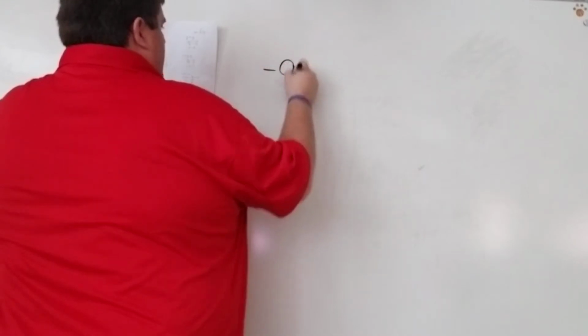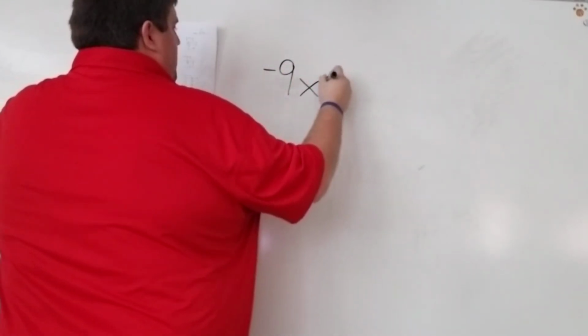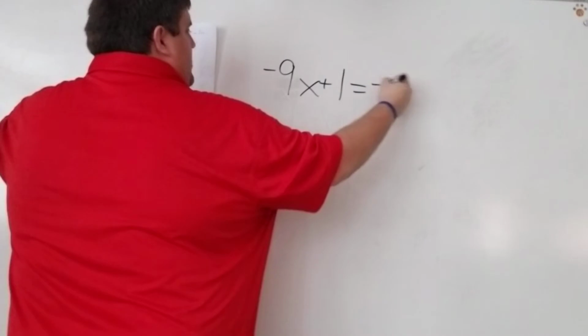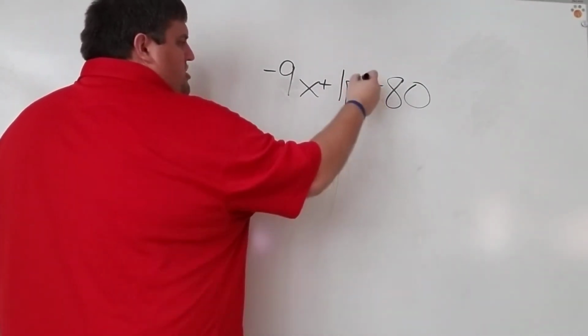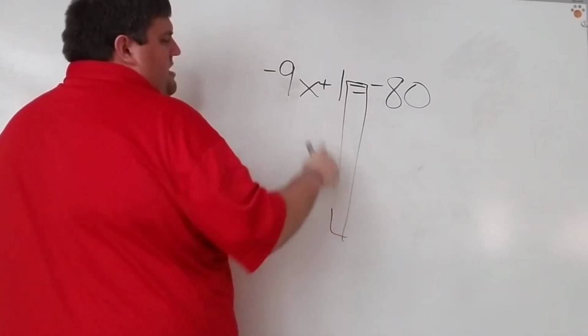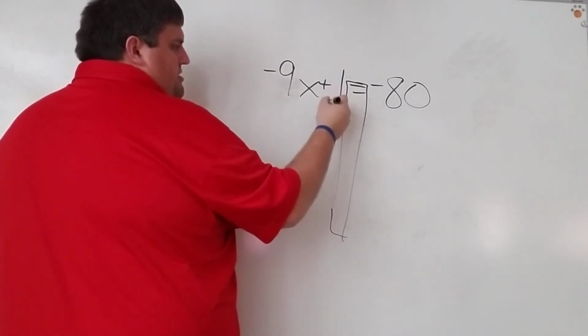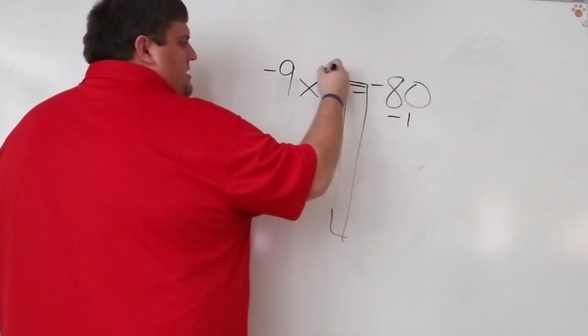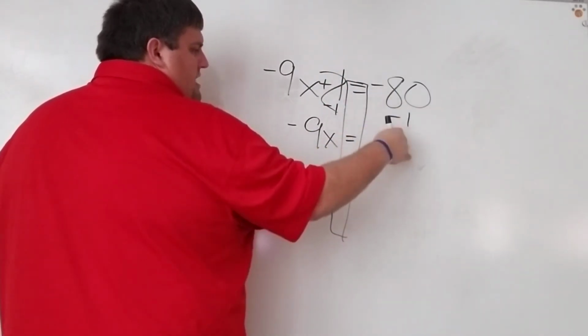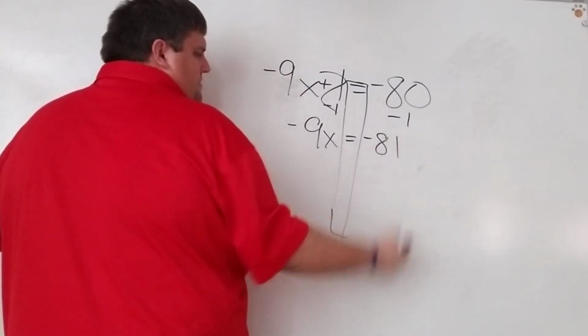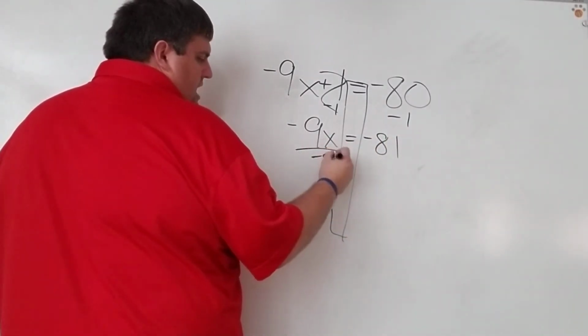Negative 9x plus 1 equals negative 80. All right, 2-step equation. I want to get x by itself. So I got to get rid of this number here, so I'm going to minus 1 from both sides. That's going to give me negative 9x. Negative 80 minus 1 is negative 81. And then divide by negative 9.